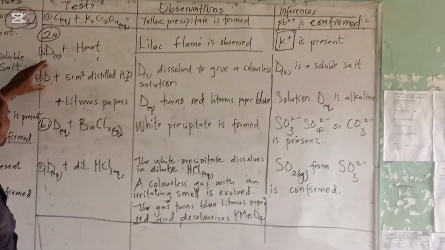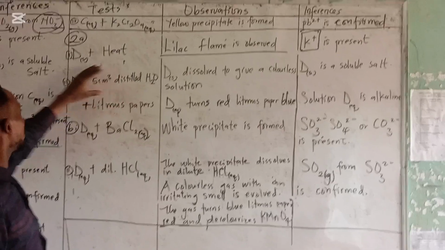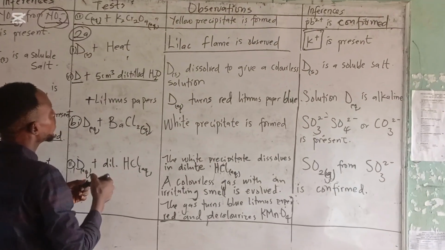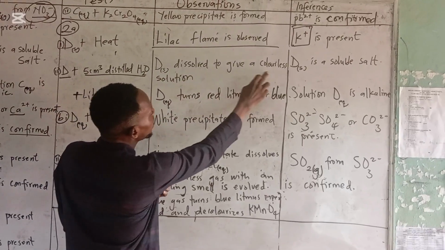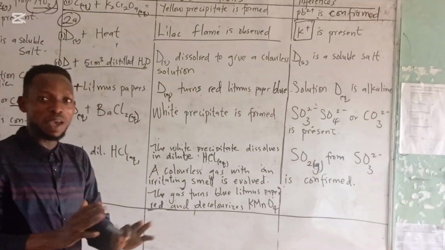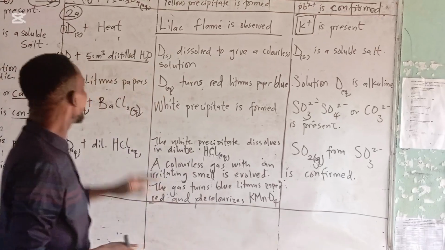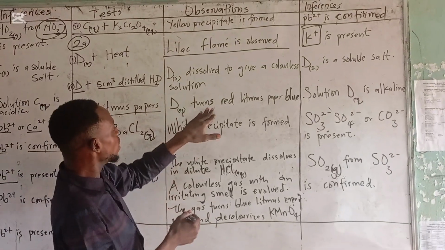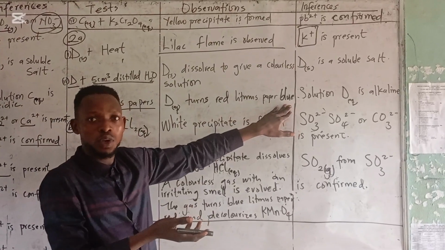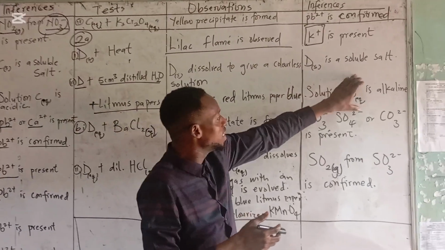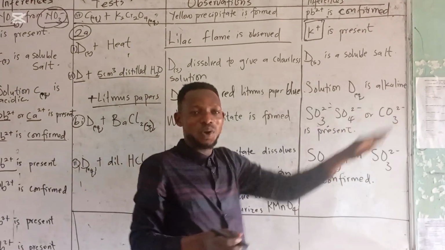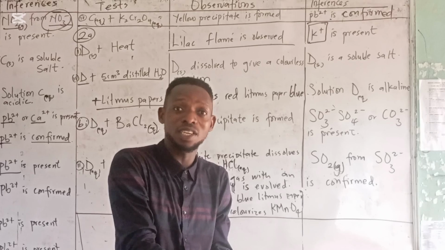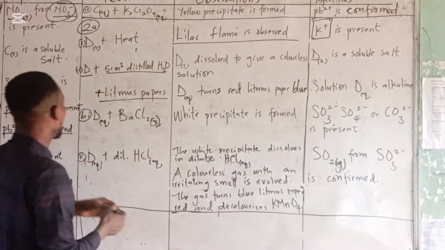Now, this instruction says we should put distilled water in our sample D. So this is our sample D plus distilled water. Sample D dissolved to give a colorless solution. It shows that sample D is a soluble salt. And test with the litmus paper. This is our litmus paper test. Our sample D turns red litmus paper blue. So this shows that solution D is alkaline in nature because it is now in aqueous form, because we already dissolved our sample D in distilled water.